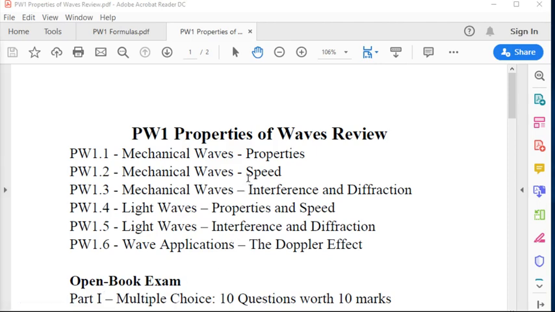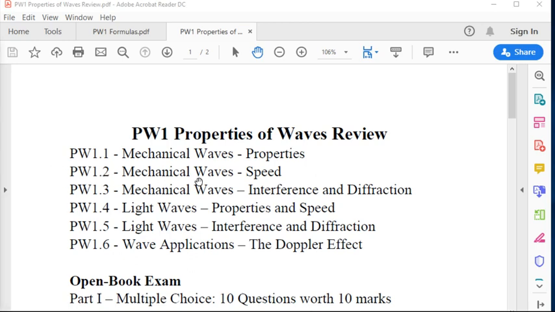This is the PW1 Properties of Wave Review. So the sections that are involved there are PW1 mechanical waves properties. So when we first looked at waves, what are some of the properties? There was also a vast list of vocabulary terms there. So you should go through that because that could be in the multiple choice section.